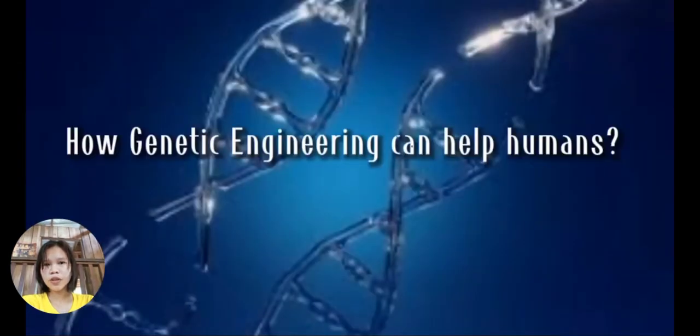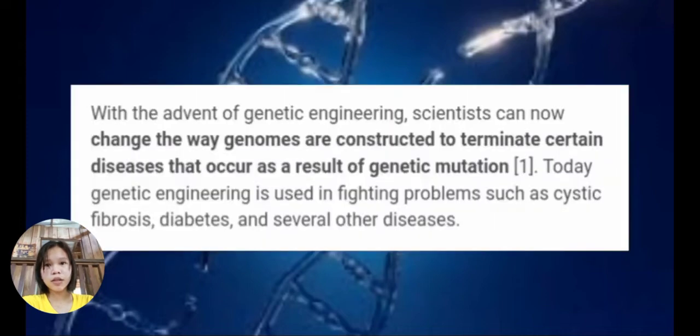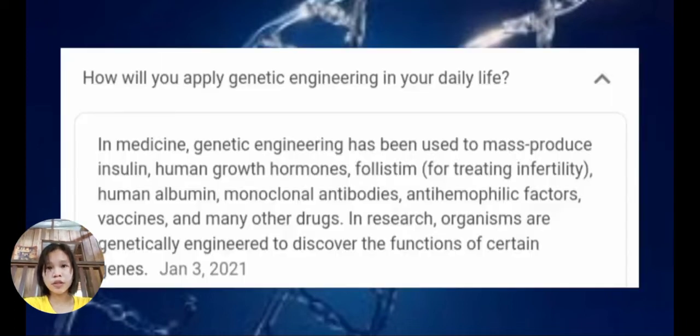How genetic engineering can help humans. With the advent of genetic engineering, scientists can now change the way genomes are constructed to terminate certain diseases that occur as a result of genetic mutation. In medicine, genetic engineering has been used to mass produce insulin, human growth hormones, follicle-stimulating hormone for treating infertility, vaccines, and many other drugs. In research, organisms are genetically engineered to discover the function of certain genes.